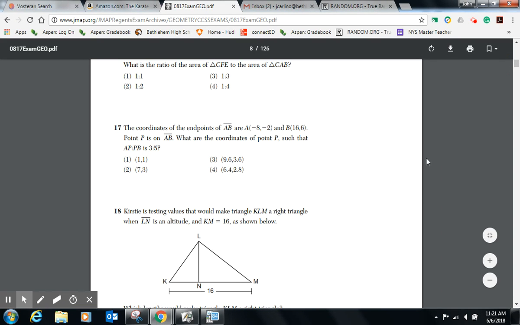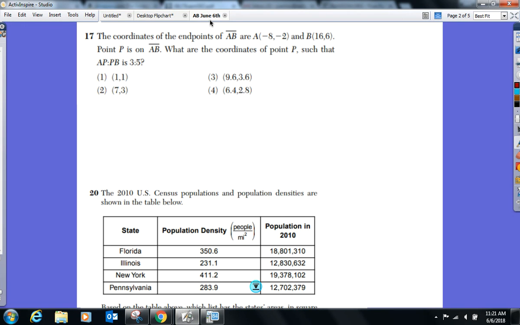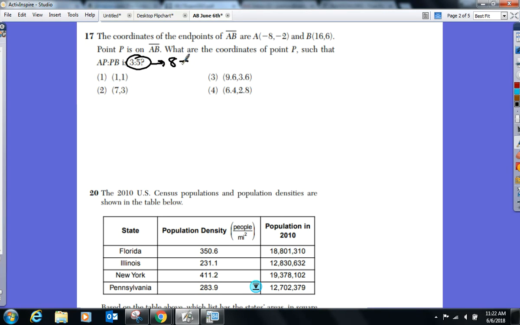Okay, this would be one of the ones I'm going to do today, so I might as well start with that right now. 17, this is your partition. That's the word I was looking for, partition questions. You're going to break A and B up into a ratio of 3 to 5, meaning how many congruent parts? 8 congruent parts.